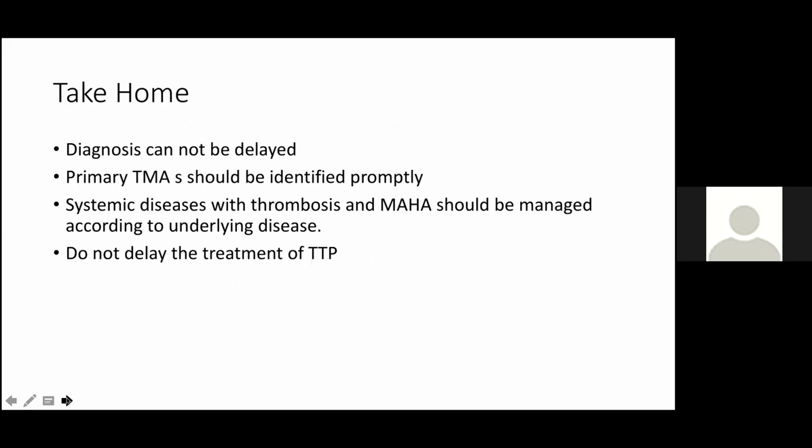So that's all about thrombotic microangiopathy actually. Diagnosis cannot be delayed. Primary TMA should be identified promptly. Systemic diseases with thrombosis and MAHA should be managed according to the underlying disease. And do not delay the treatment of TTP even if you suspect underlying systemic disease, if a patient has a high probability for TTP. Thank you.